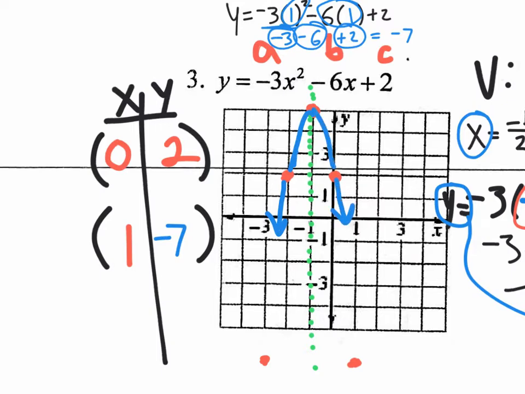I mean, if I wanted to, I could extend it all the way down here and all the way down here. It's up to you. Or you could just put some arrows and leave it at that, since these points are off the graph anyway. Okay? So that's how you graph. I hope this helps. What do you think?